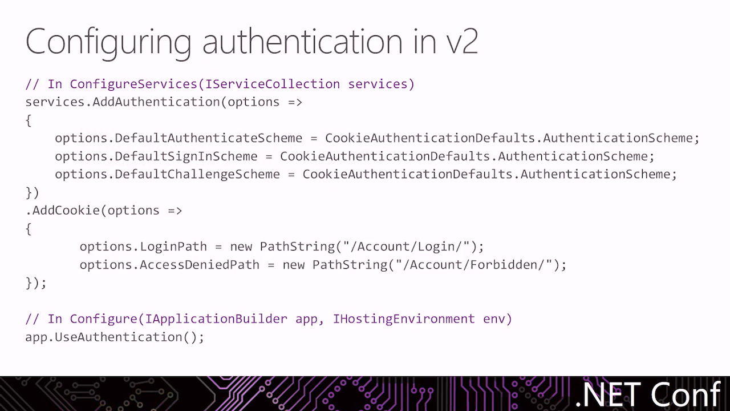In 2, it has changed. If you are migrating from 1 up to 2, this is what you will have to do. You will have to add authentication in configure services, set your defaults for the authentication service as a whole, and then you add cookie, and you can set all your options for cookies, or you can add a bearer and so on and so forth. And in your configure function, you just do app.use authentication. So you need to do both. If you don't add app.use authentication, nothing authenticates.